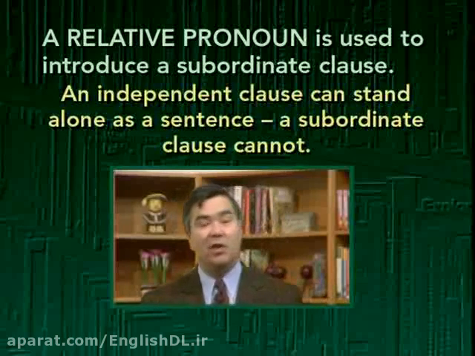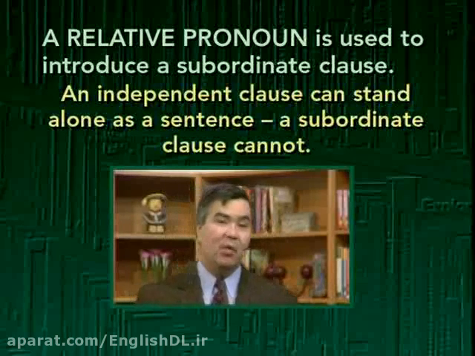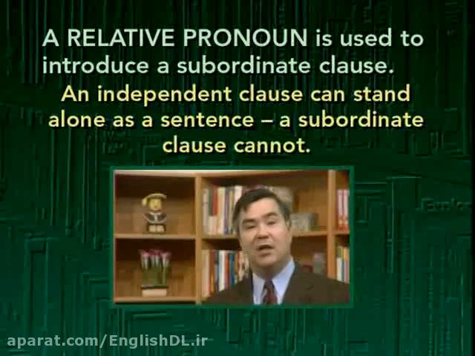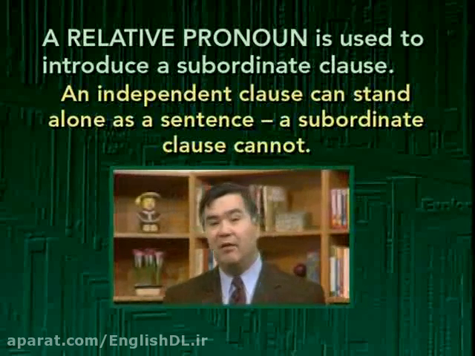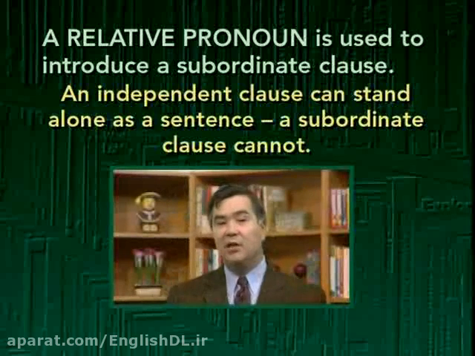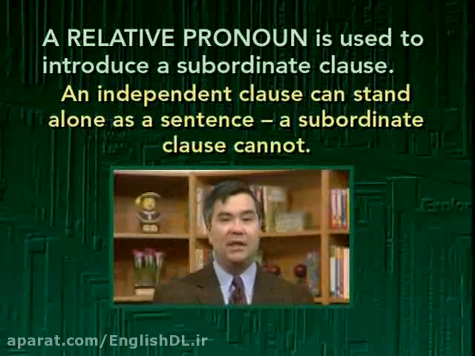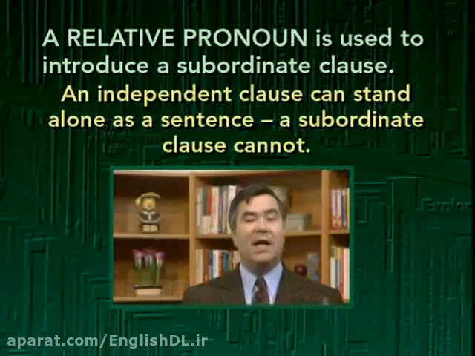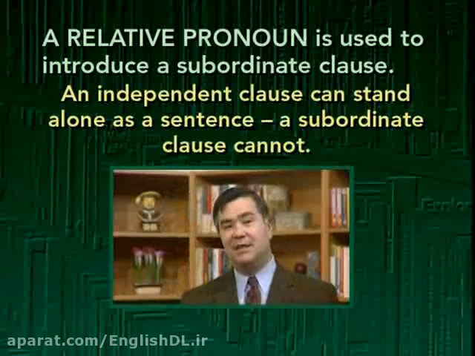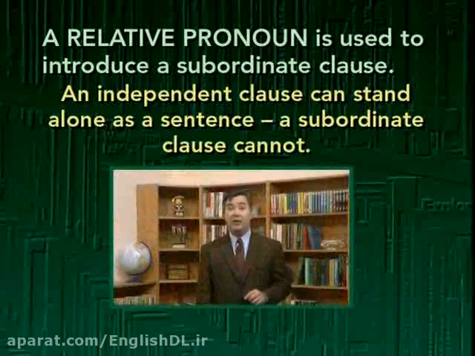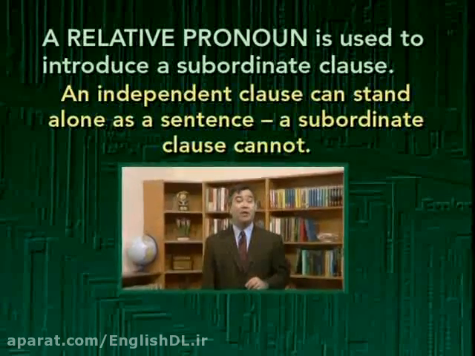A subordinate clause cannot. When a subordinate clause tries to stand alone as a sentence, the result is a sentence fragment and a grammatical error. Instead, subordinate clauses are attached to independent clauses, and the resulting combination is a correct English sentence, known as a complex sentence. A relative pronoun is used to introduce a subordinate clause.